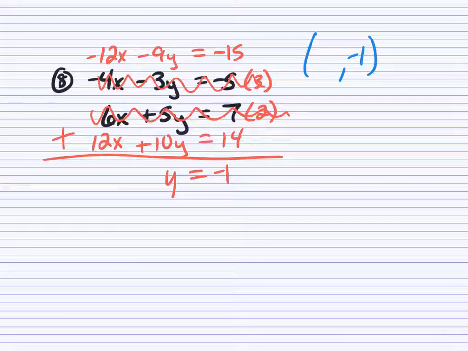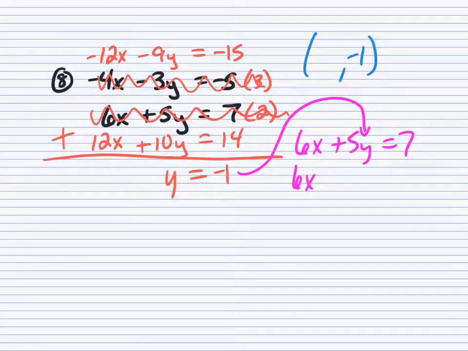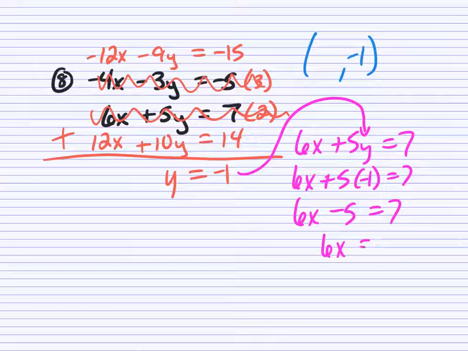Go back and pick whatever equation you want, and we have 4 choices here. I'm going to choose the bottom black one. And y is negative 1. Add 5 to both sides and divide by 6, and you get x equals 2. Okay, think on.